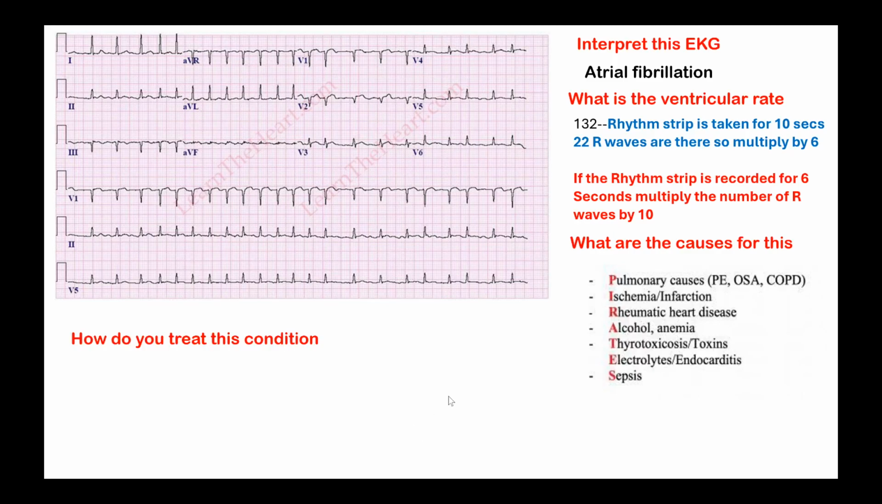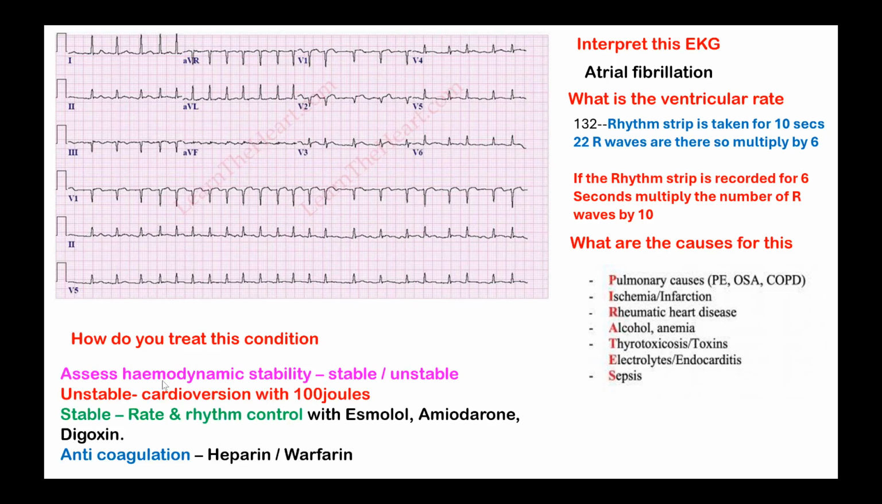How do you treat this condition? Rate control, rhythm control, and anticoagulation, sir. Before that, hemodynamically stable or unstable. First thing, assess hemodynamic stability, stable or unstable. Unstable: cardioversion with 100 joules. Stable: then rate and rhythm control with esmolol, amiodarone, digoxin, and anticoagulation with heparin.